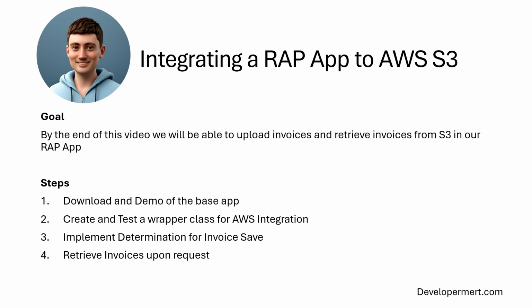Hey SAP developers, this is part 3 of my hands-on blog and video series on how to build ABAP RAP applications that leverage AWS services. In the previous video, we configured the AWS SDK for SAP ABAP to enable your SAP system to securely interact with AWS S3 and Textract for document storage and OCR use cases. By the end of this video, we will be able to upload invoices and retrieve invoices from S3 in our RAP app.